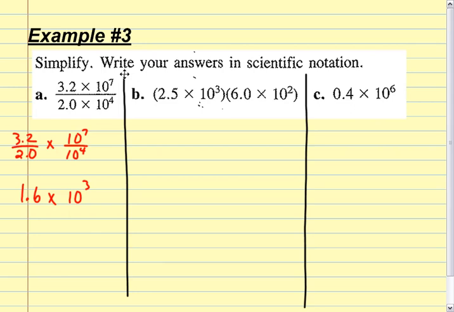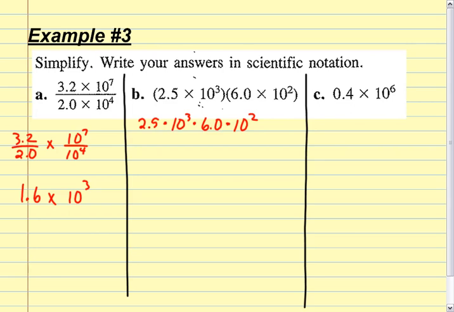All right, now Taylor, you're going to help me with this one. Okay? Now, Taylor, what do numbers right next to each other with parentheses mean? It means multiplication, right? So basically, this is saying 2.5 times 10 to the third times 6.0 times 10 to the second, right? I don't need those parentheses. It's just all being multiplied, right?